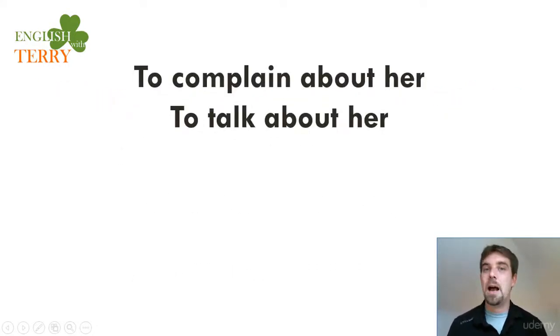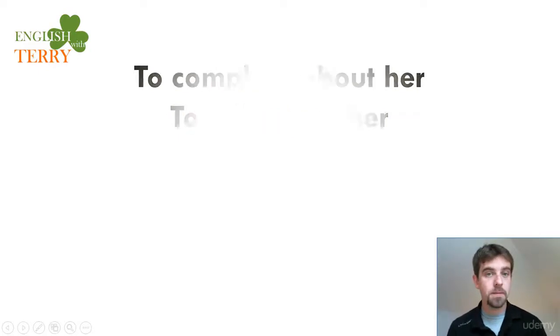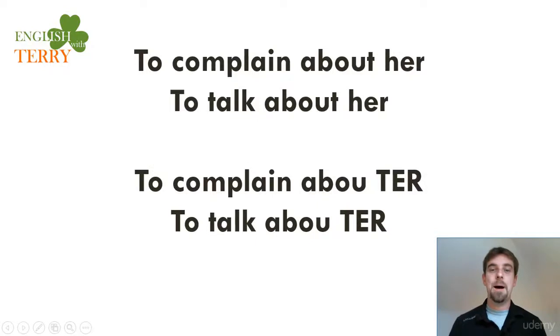To complain about her and to talk about her. So, about her. Normally it's with her, for her, but the T in "about" connects with the "er" sound. To complain about her. About her. To talk about her.